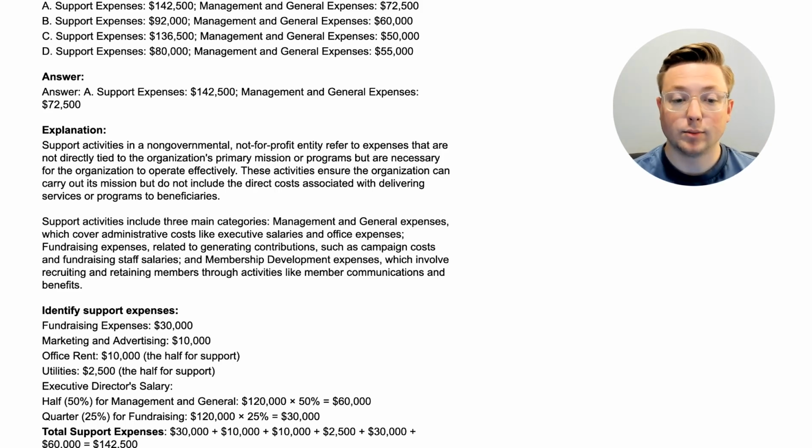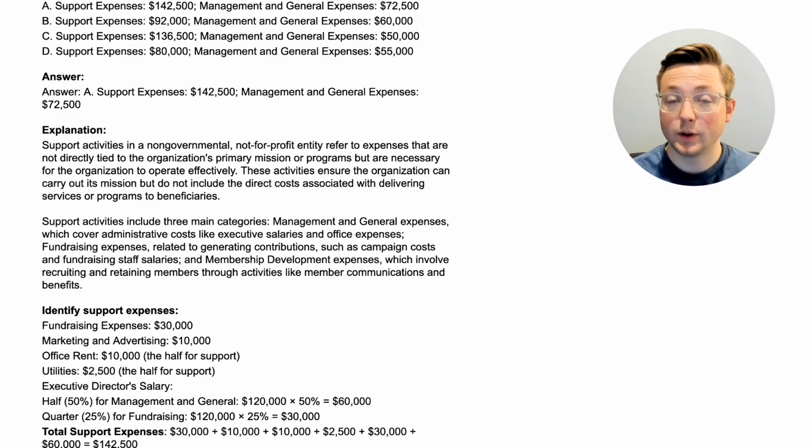they're just there to make sure the company runs. Support activities include three main categories: management and general expenses, which cover administrative costs like executive salaries and office expenses; fundraising expenses that are related to generating contributions. They're trying to get people to give them money, such as campaign costs and fundraising staff salaries; and membership development expenses, which involve recruiting and retaining members through activities like member communications and benefits. So those are the three typical categories that the support services are broken up into: management and general, fundraising, and membership development. Typically, a lot of the time, it's fundraising and management and general, by the way. Those are the big ones.